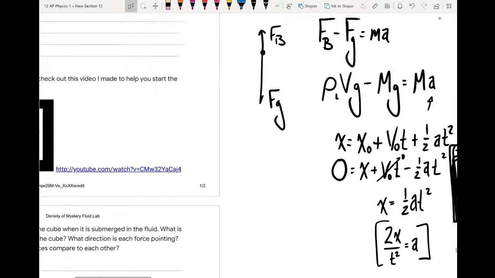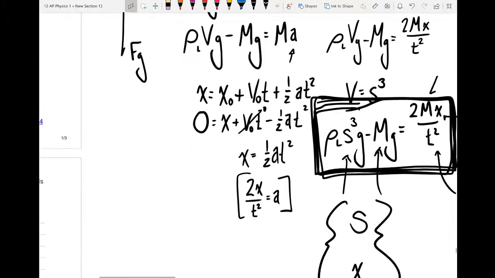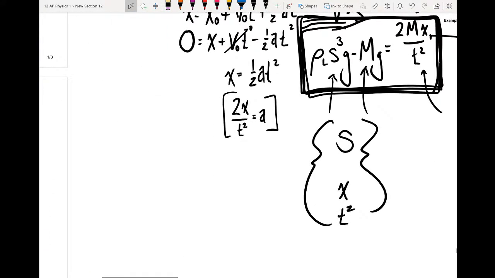So now let's come over here and describe a procedure the students could use to collect the data needed to create a graph that can be used to determine the density of the fluid. So yeah, we're saying if we are able to find these quantities, then we can find the density of the fluid. So let's do it. Let's think about what we would need to do.